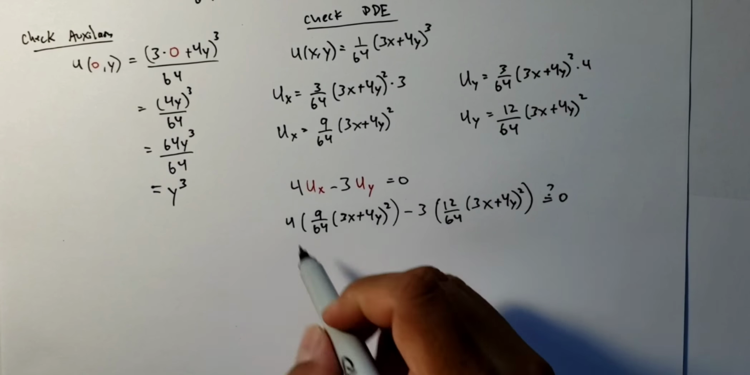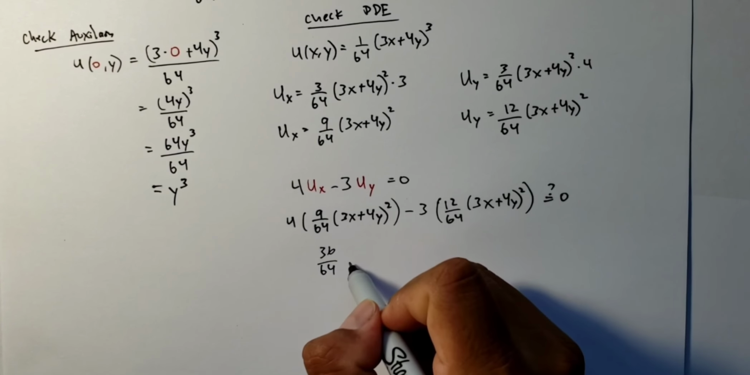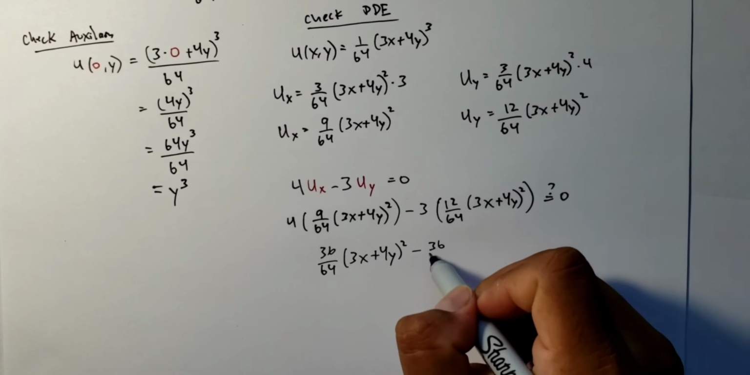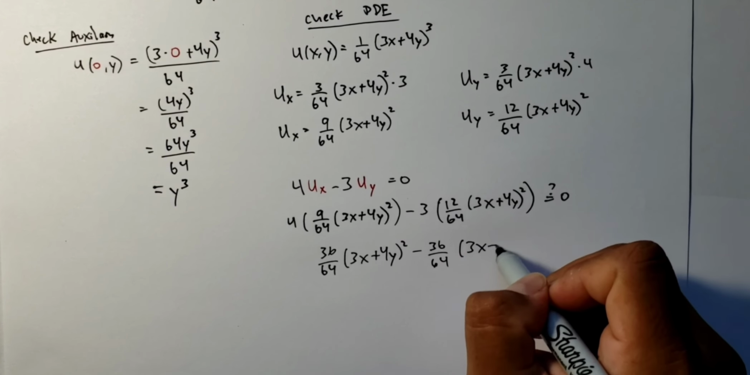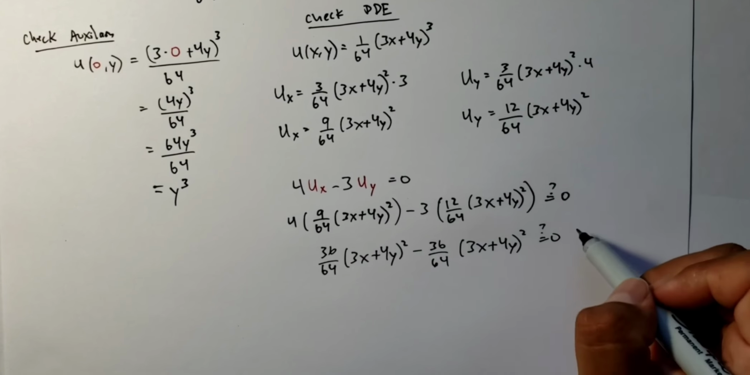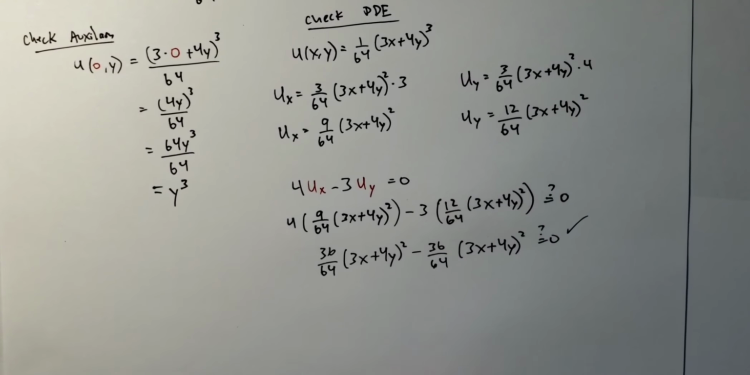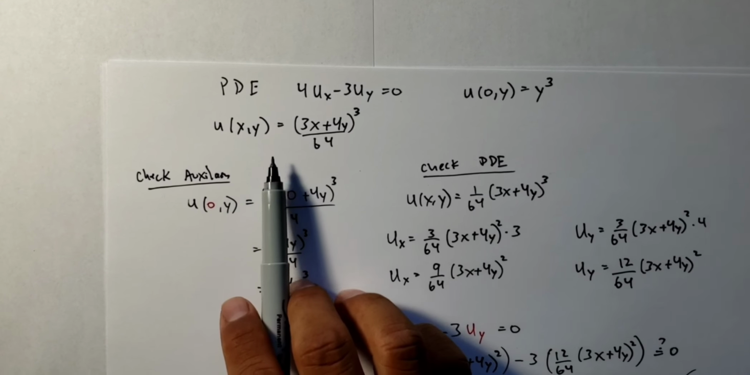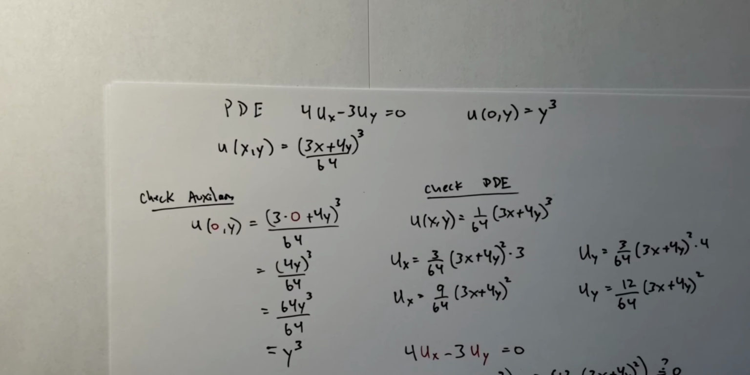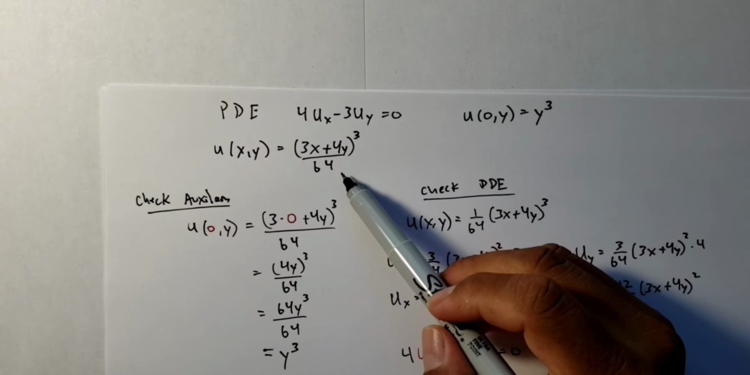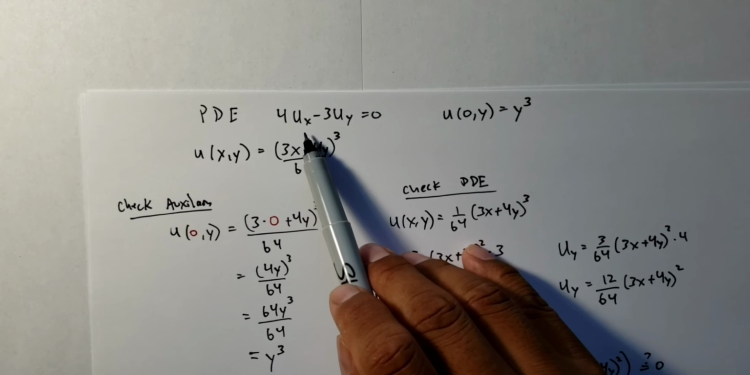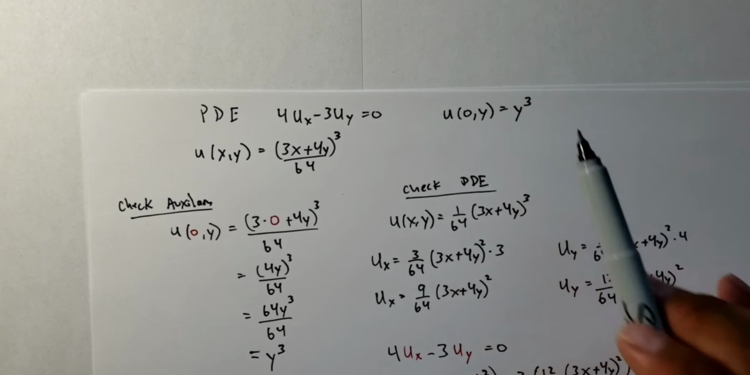Let's distribute the 4, distribute the 3. We get 36 over 64 times (3x plus 4y) to the power of 2, minus 36 over 64 times (3x plus 4y) to the power of 2 is equal to 0. And yes, that is true. Again, those eliminate each other. So in conclusion, this function u of x,y, which is equal to (3x plus 4y) to the power of 3 divided by 64, is the solution to our PDE with these constant coefficients and this auxiliary condition. All right, so I hope that helps.